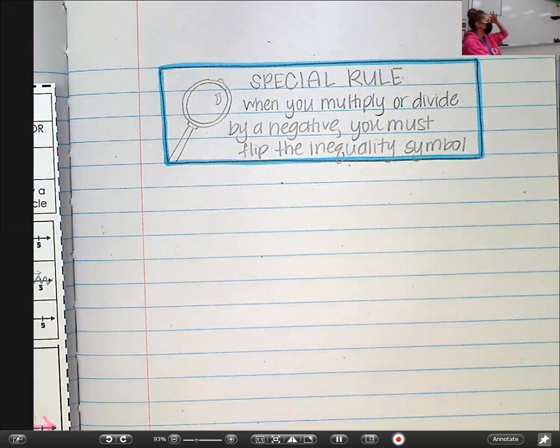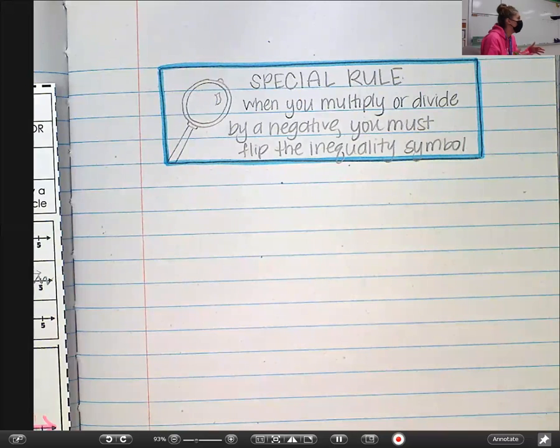Now, this is one of those things where I used to think it was kind of hard to explain why we do this. And I always love that challenge of a student asking why, like, why do we do that rule? And I actually have a good way to explain it, but I want to do a basic inequality problem first, then we'll show you the special rule.